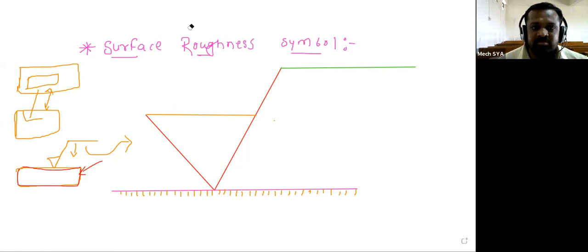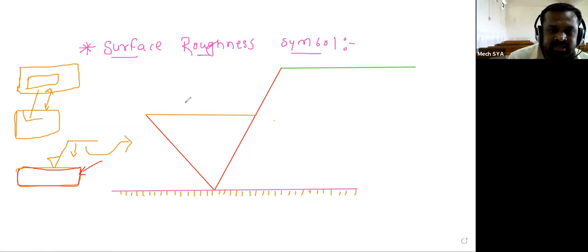Okay, first we will see which part of this symbol shows which information. See this portion. This upper portion shows the surface roughness value. I'm going to write here: roughness value. Roughness value means whatever value is on this part of the symbol, that value is of the surface roughness. Simple.